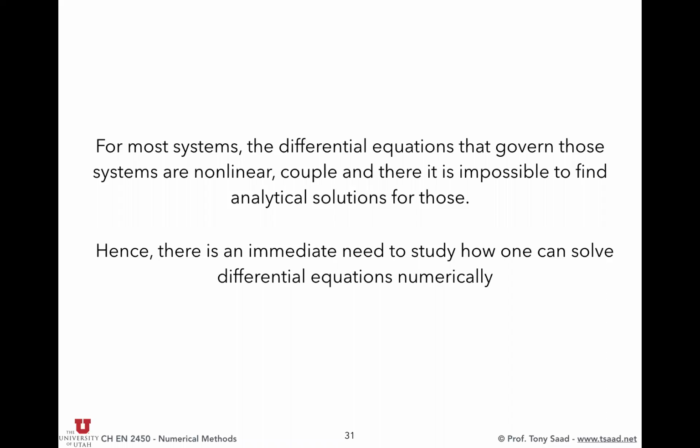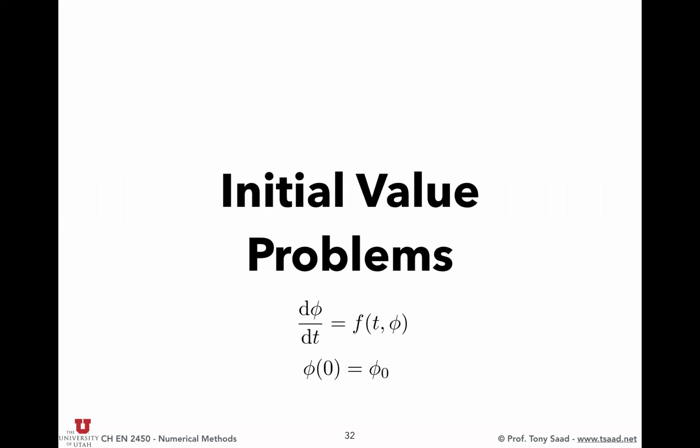Now, the first thing we're going to look at is the first category of problems. Those are initial value problems. And like we said, they are described by an ODE of the form d phi by dt equals f of t and phi, the right-hand side of t and phi. So the right-hand side can contain the independent and dependent variable, and they're always first-order ODEs, okay?